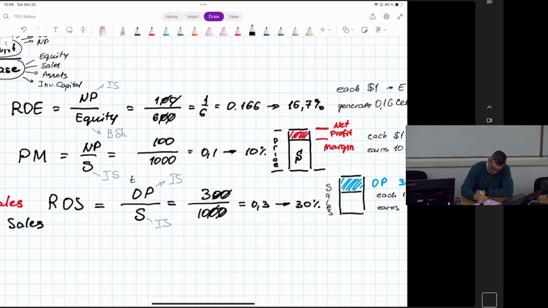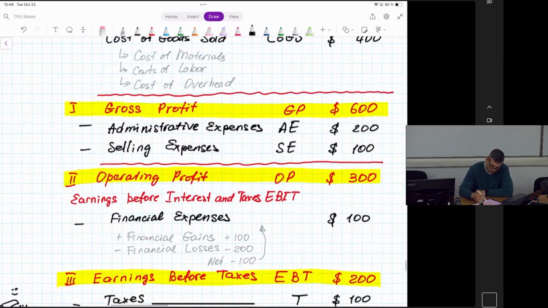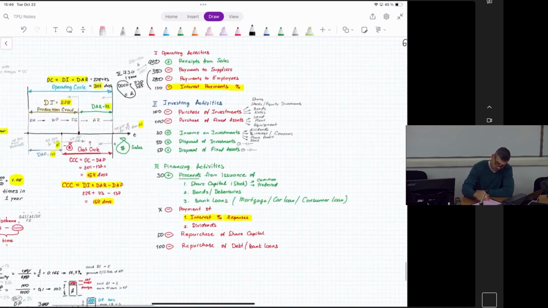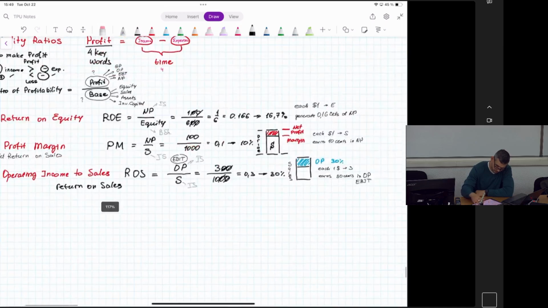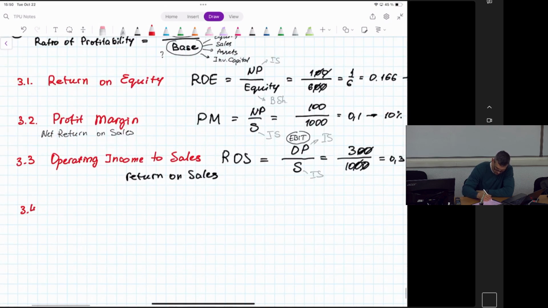I can write down. So operating profit is the same as EBIT. If you forgot, just a reminder, look, operating profit, what's the second name for it? Earnings before interest and taxes. So, coming back, this was our third ratio. Number 4, 3.4.